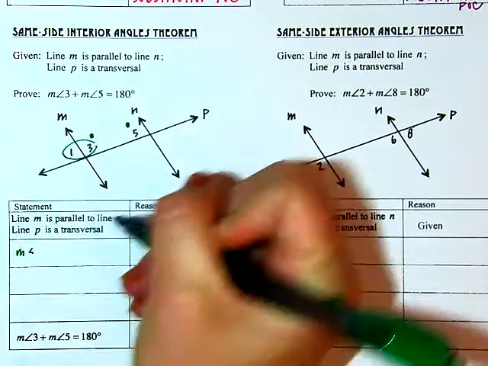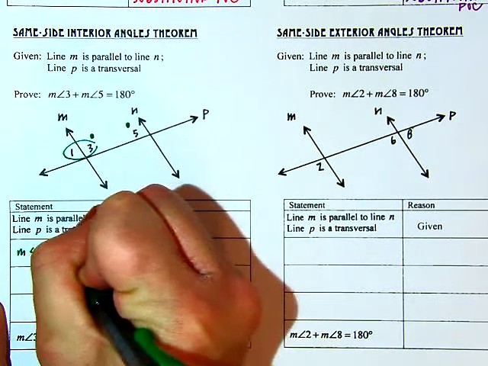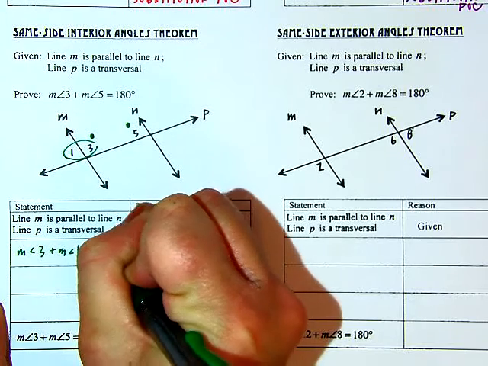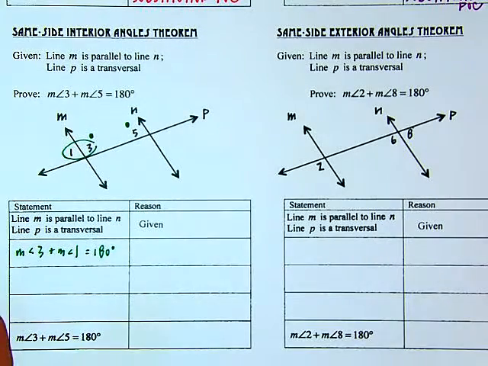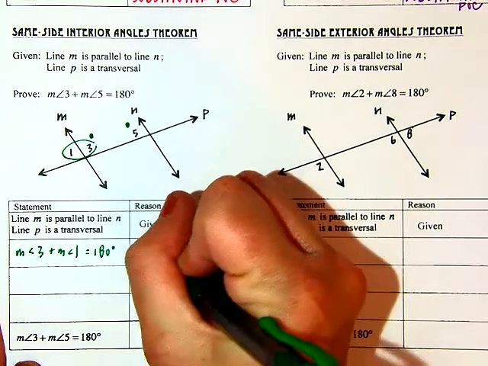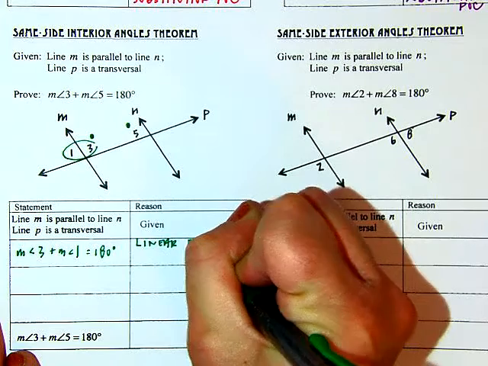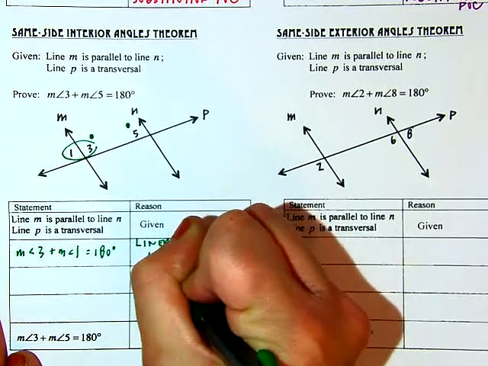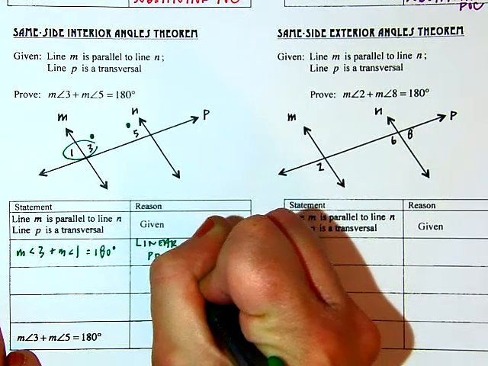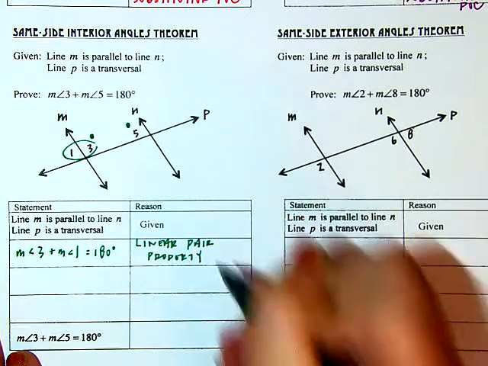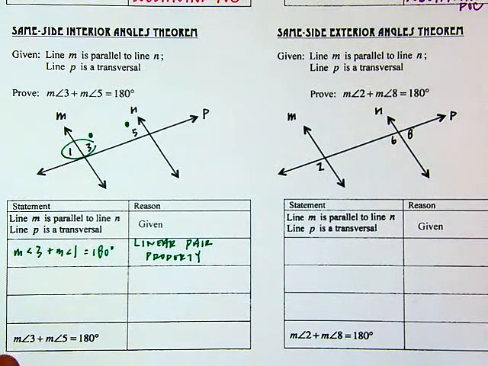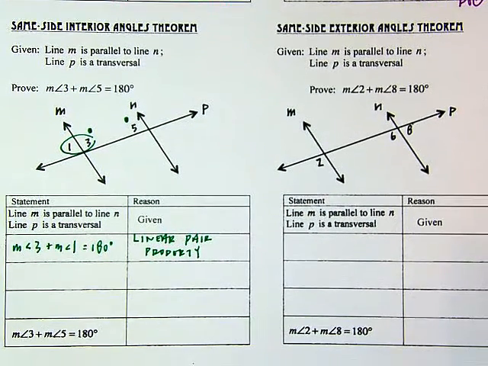I'm going to say the measure of 3 plus the measure of 1 equals 180. What's my reason? Well, I know that linear pairs are supplementary. Their measures add to 180. So I call that the linear pair property. Our textbook calls it a postulate. I will take that too. And in fact, if you prefer to just write it out as a statement, I will take that also. So you would just write a statement that says, if angles form a linear pair, then they are supplementary.